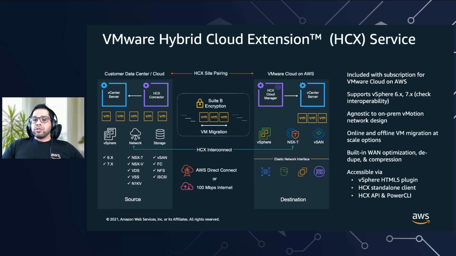You're also able to stretch your on-premises network using the HCX network extension feature, so that you can migrate your virtual machines completely online. It is simple to access via the vCenter plugin. There's also a standalone web interface, and you can automate it using the API and PowerCLI as well.